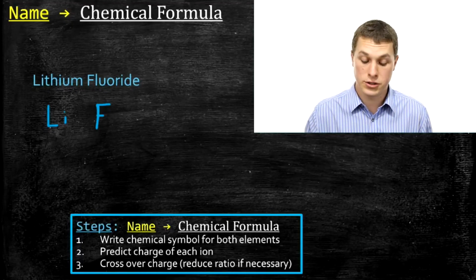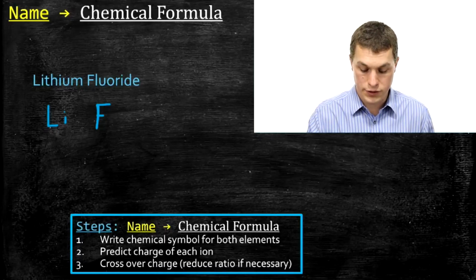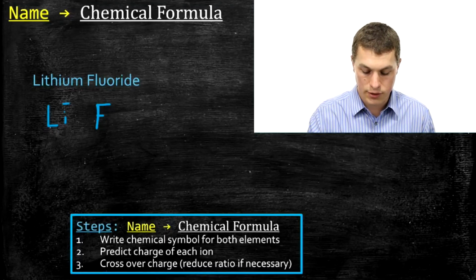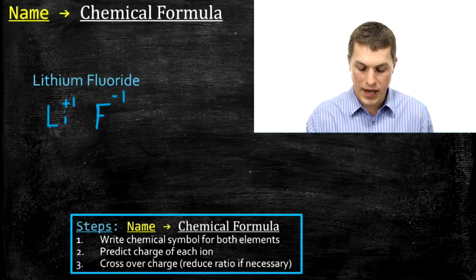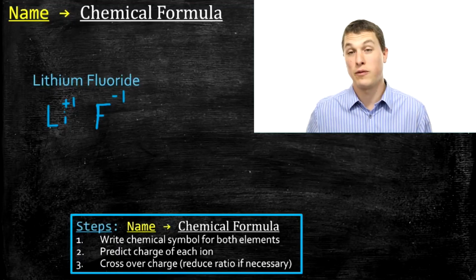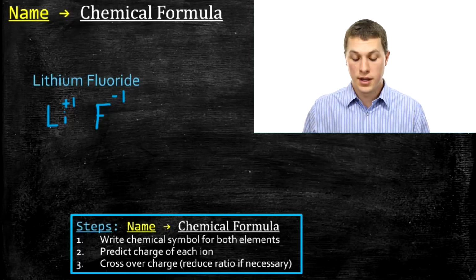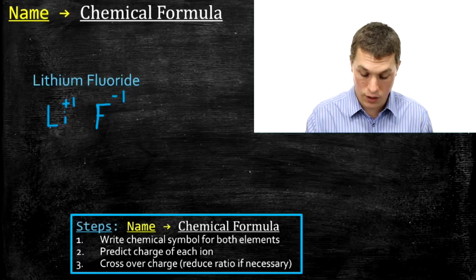And now we have to predict their charges. Lithium is also in that first group with hydrogen, and it turns out to form a +1 ion. Fluoride is in the group on the other side of the periodic table, and it tends to form a -1 charge. So now we've predicted their charges. That was step 2. The last step, again, is to cross over those charges.